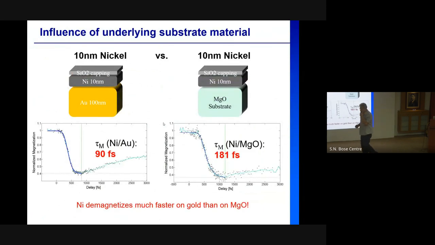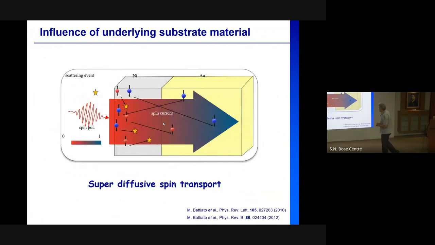Now, another effect. We have seen that when we deposit exactly the same quality of a nickel film with the same thickness on a gold film, the decay is much faster than when we deposit on magnesium oxide. You see, it's a difference of two. And it was then Battiato, a theoretician in Uppsala, who showed that that's a transport effect. That means we excite a lot of hot electrons. And when the majority electrons run out from the nickel ferromagnetic system into a conductive material like gold, that also reduces the magnetization of the nickel film.